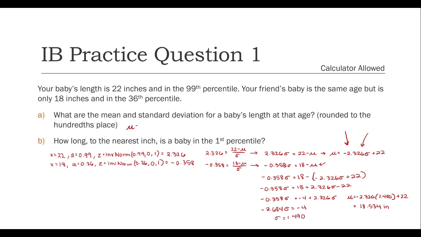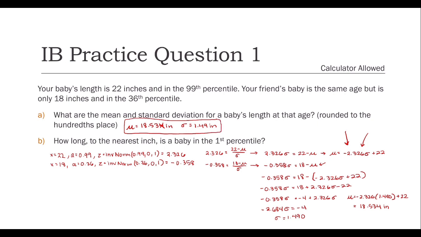So the mean equals 18.534 inches, but we need to round it to the nearest hundredths, which would be 2 decimals, so we'll get rid of this 4 here. So it's 18.53 inches, and our standard deviation equals 1.49 inches. So there's your answer to part A.